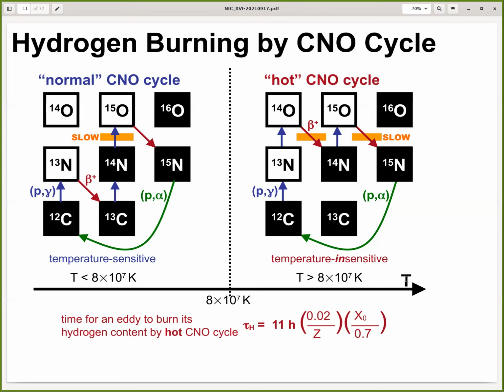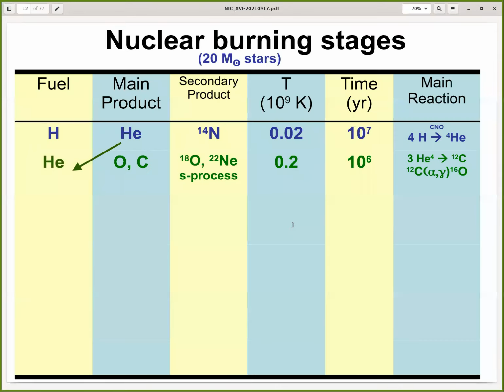Okay. So we have now seen this part. So the next thing that happens is helium burning. So again, we recapitulate: hydrogen burns to helium and makes nitrogen-14 as a secondary product. Happens at around 20 to 30 million Kelvin, takes 10 million years for our 20 solar mass star. And for these massive stars, it's 4 hydrogen burning to helium, but it goes by the CNO cycle. So that's the most complicated of these burning processes, the light end.